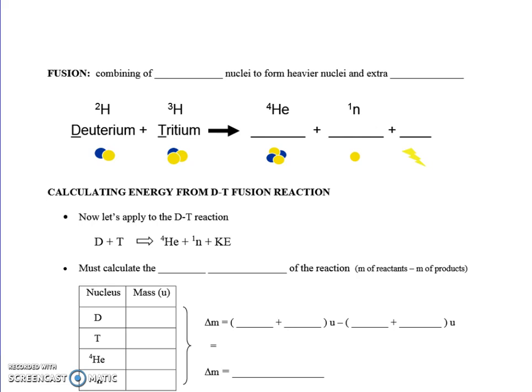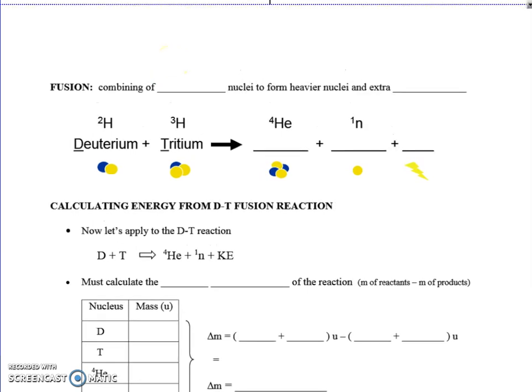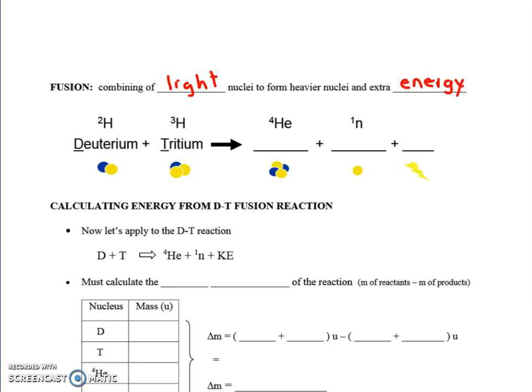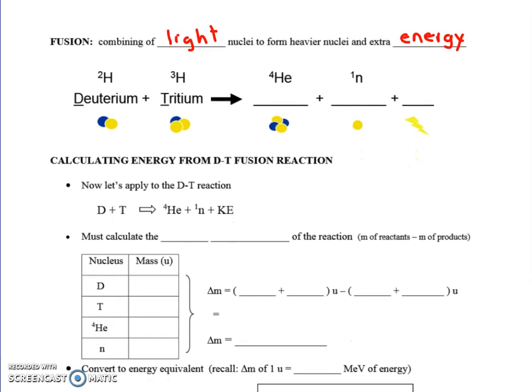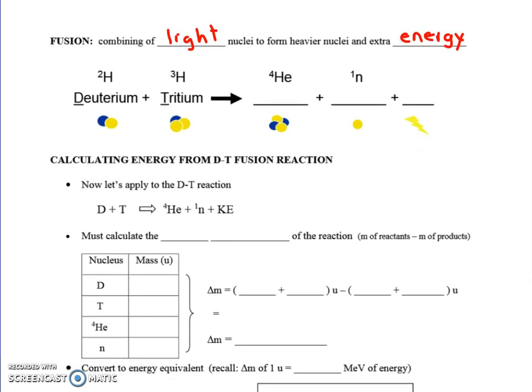Fission and fusion are opposite reactions. One is to combine light things to make heavier nuclei, and the other is the reverse: take heavy nuclei and split them into lighter nuclei. So let's take fusion, which I believe is a little easier to understand conceptually. It's a combining of light nuclei to form heavier nuclei, and why we're interested in this is that it gives us extra energy. We'll talk much more about fusion reactors later on next semester.